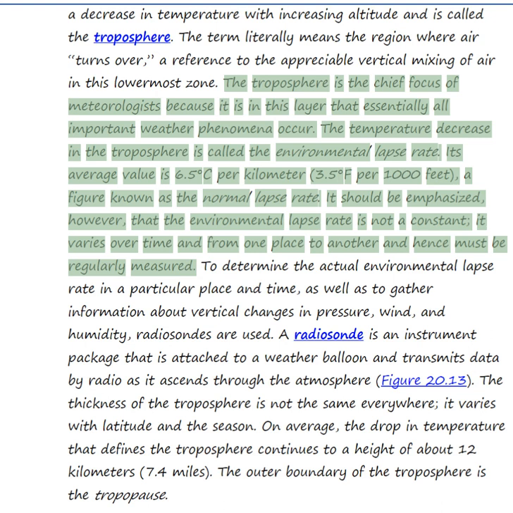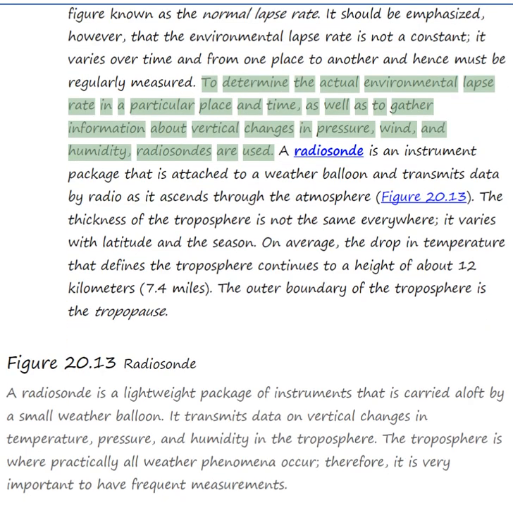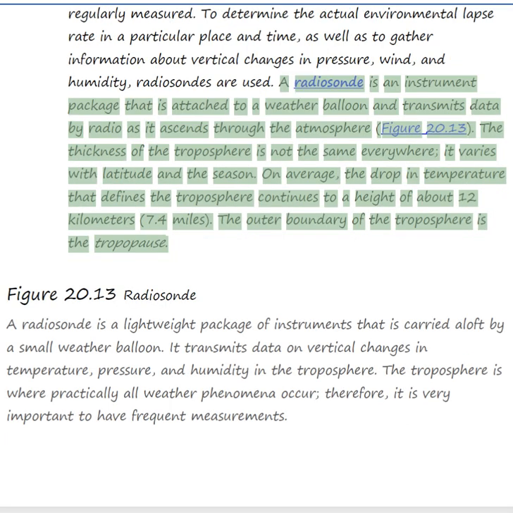It should be emphasized, however, that the environmental lapse rate is not a constant. It varies over time and from one place to another and hence must be regularly measured. To determine the actual environmental lapse rate in a particular place and time, as well as to gather information about vertical changes in pressure, wind, and humidity, radiosondes are used. A radiosonde is an instrument package that is attached to a weather balloon and transmits data by radio as it ascends through the atmosphere. The thickness of the troposphere is not the same everywhere, it varies with latitude and the season. On average, the drop in temperature that defines the troposphere continues to a height of about 12 kilometers. The outer boundary of the troposphere is the tropopause.